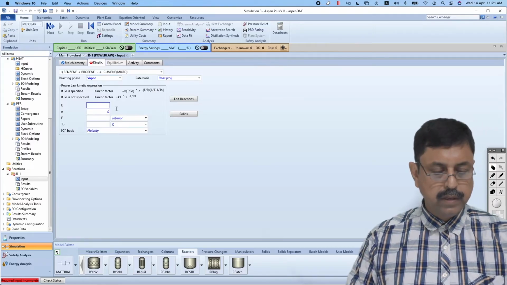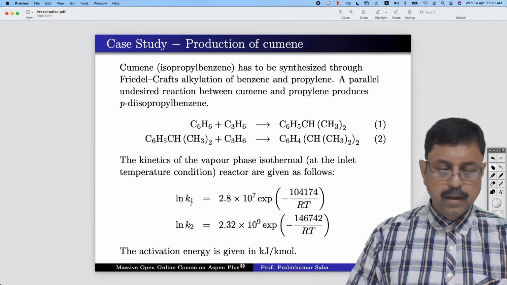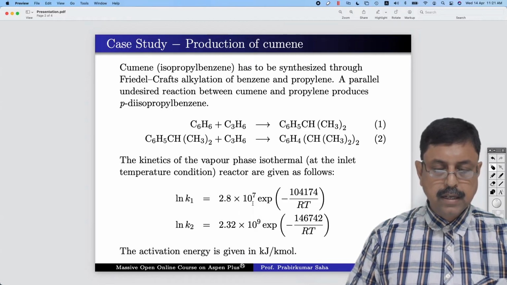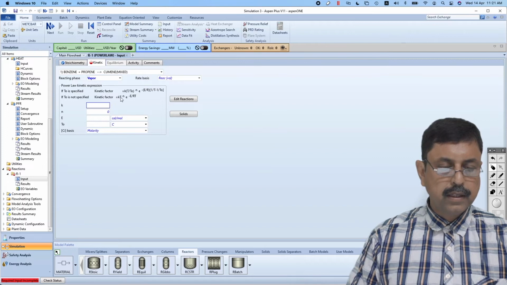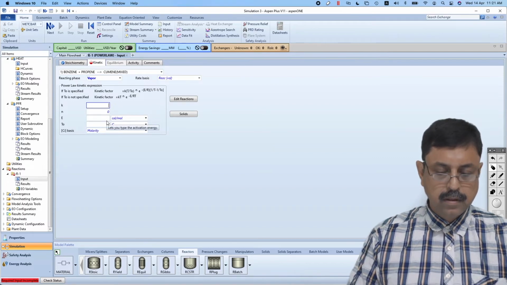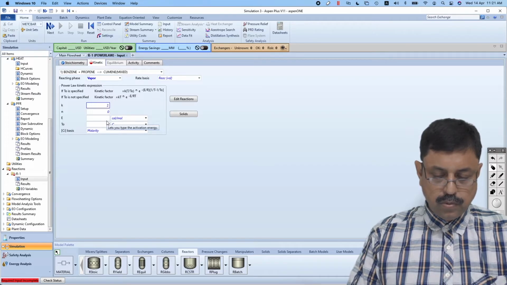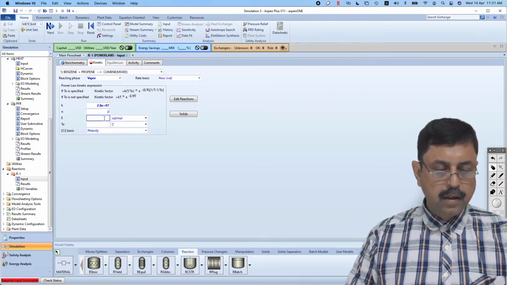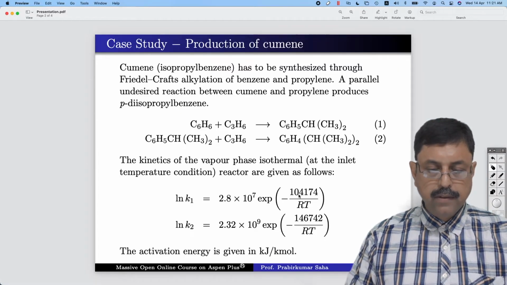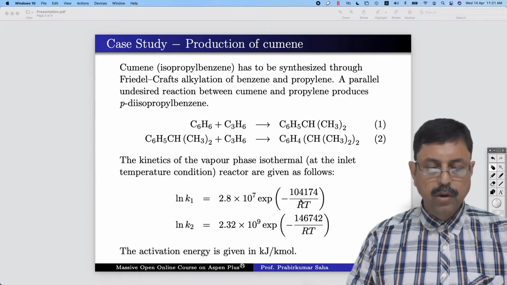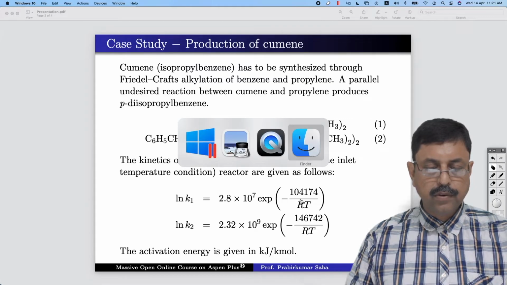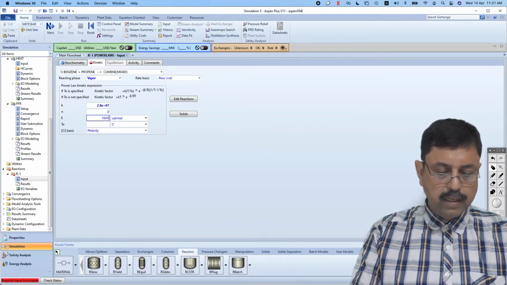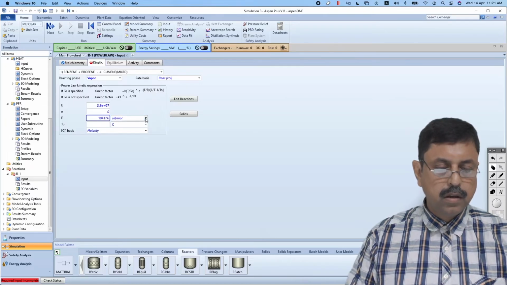And the first reaction we have ln K1 is 2.8 10 to the power 7. So the K value is 2.8 E7, and activation energy 104,174 in kilojoule per kilomole. 104,174 kilojoule per kilomole.